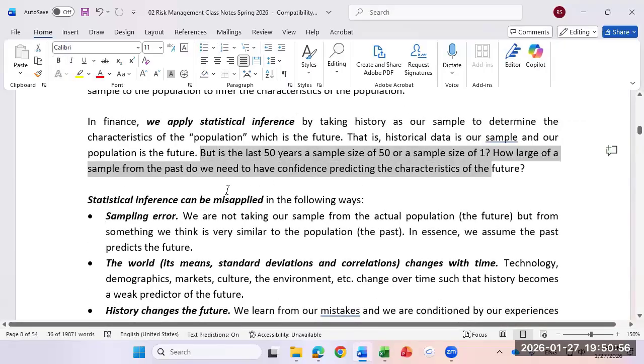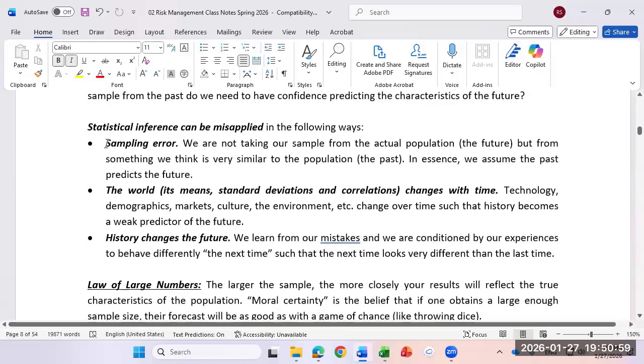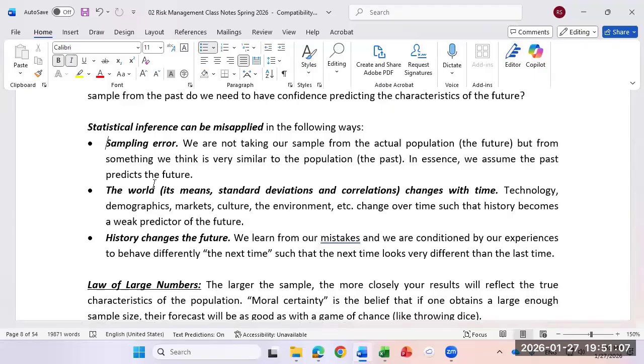So part of our problem is what our sample is and what our population is. What we're doing in finance is we're sampling history to predict the future. And your statistics professors will say that's wrong. You shouldn't draw your sample outside of the population. You should draw it from the population.